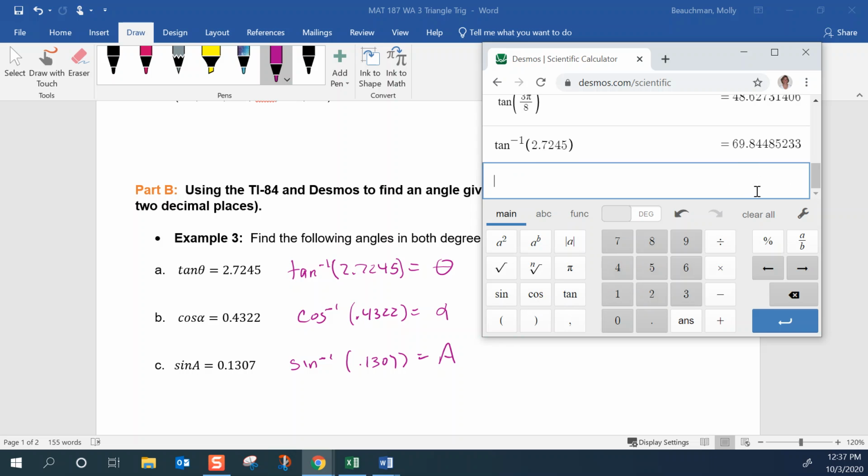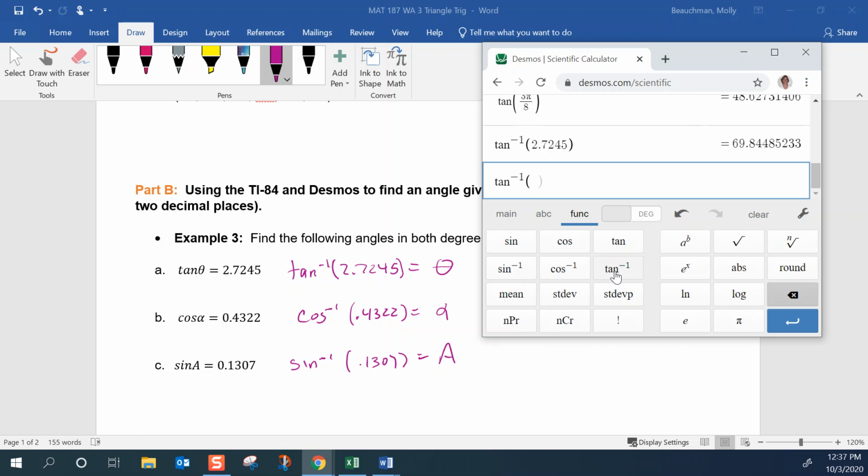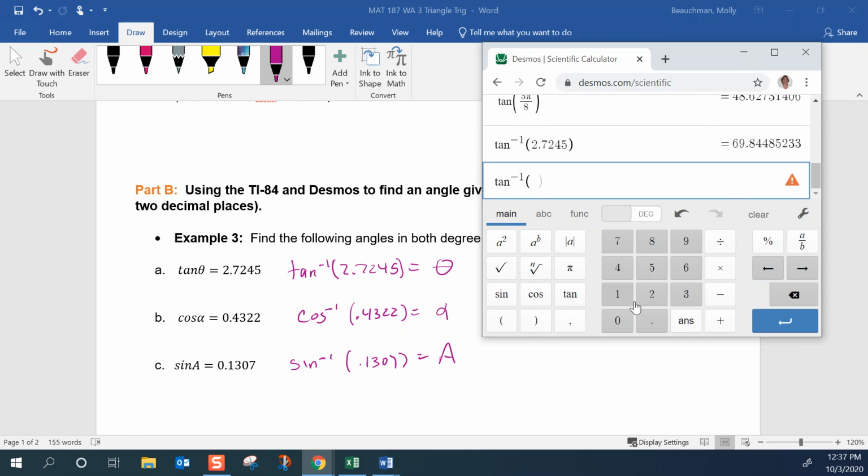If we want that in radians, we're going to do exactly the same thing. Go to function, inverse tangent, 2.7245 in the parentheses, and now I want that to be in radians instead. Notice it changed everything, so I didn't want to do it right at the beginning there. So if the calculator's in radians, you get 1.219. I guess I didn't need to type it again. Degrees, it's 69.84. Okay, let's try one more.